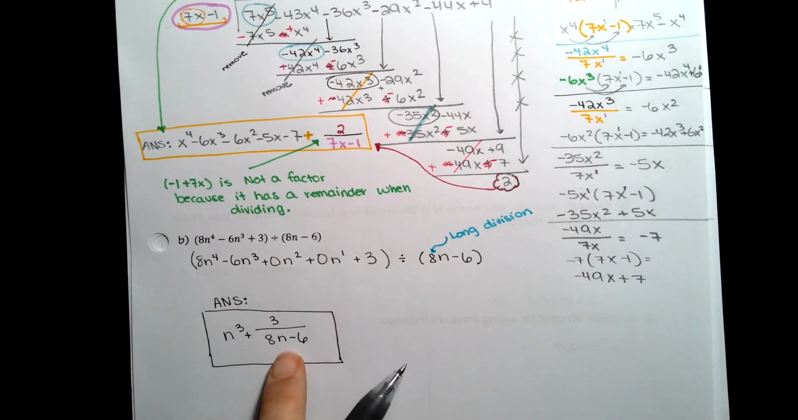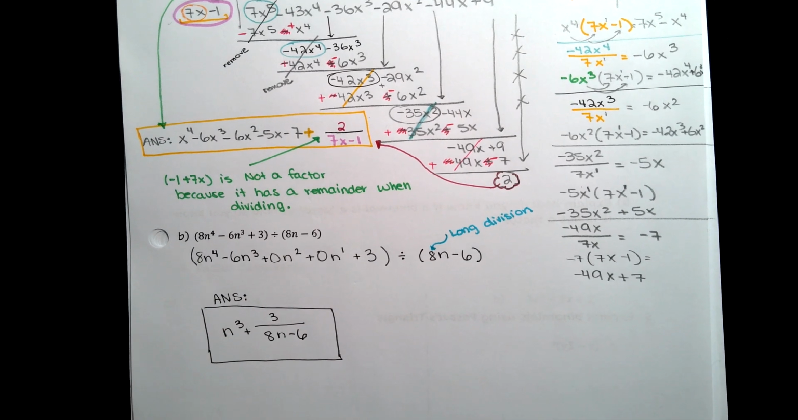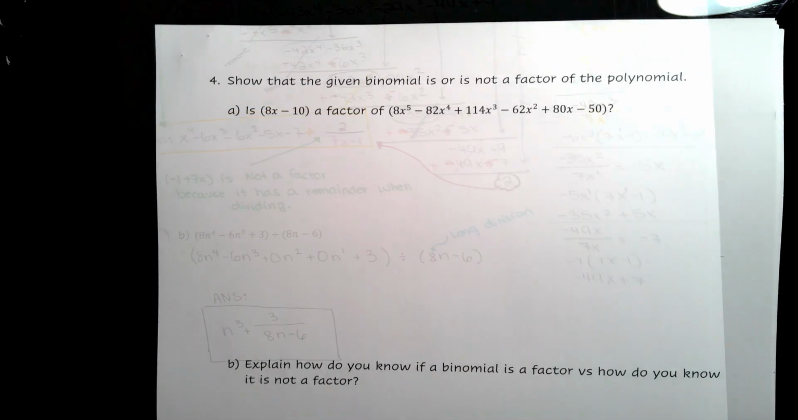So since, yes, there is a remainder, that fraction, that means no, 8n minus 6 is not a factor. But remember, I provide the answers, you provide the work. You must show me the work. If you give me just the answer, I will not give you credit. Moving on to question number 4.